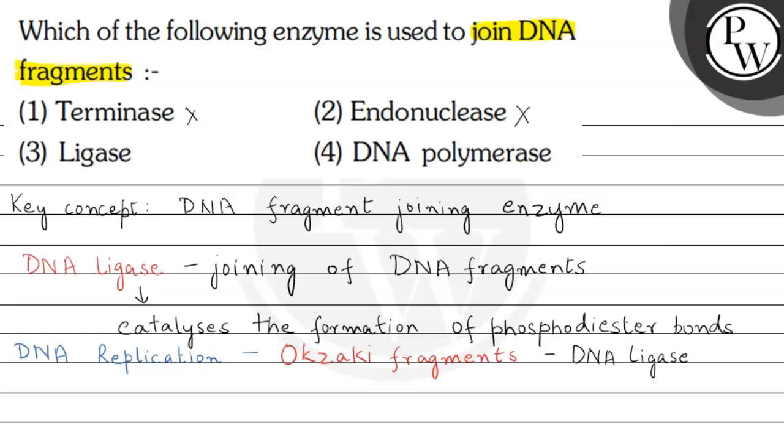Now, the third option says ligase. So this will be the correct answer because DNA ligase is the enzyme which is responsible for joining the two DNA fragments, that is to ligate or join the two DNA fragments. Now the fourth option says DNA polymerase. So this enzyme is also not responsible for joining DNA fragments, but instead it is responsible for the synthesis of DNA strand by addition of nucleotides. So again, this is not the answer.